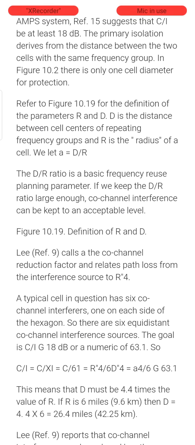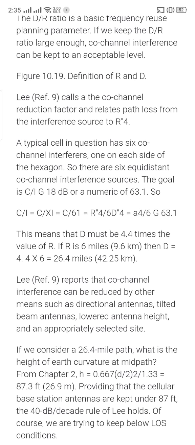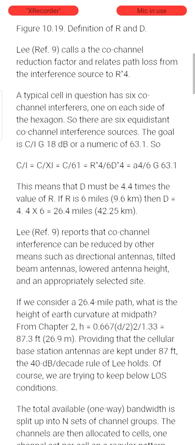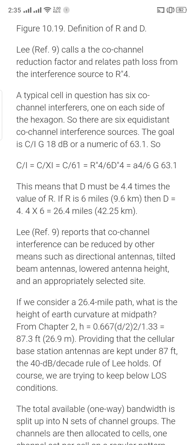The goal is C over I of 18 dB, or a numeric value of 63.1. So this means that D must be 4.4 times the value of R. If R is 6 miles, then D is equal to 4.4 multiplied by 6, which is 26.4 miles.